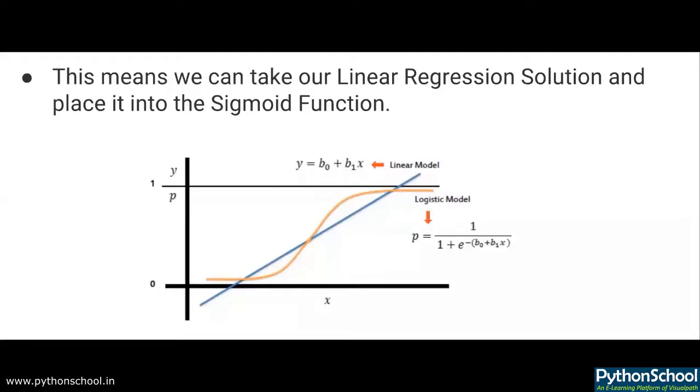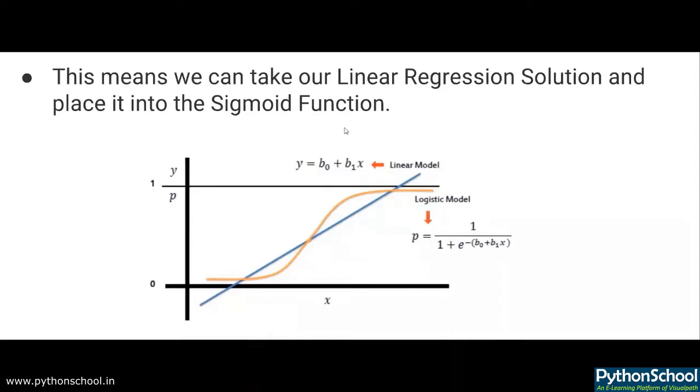And that is going to look something like this. Remember, the linear model is y is equal to beta 0, which we discussed as a constant, plus beta 1 times x. Here it is b0 plus b1 times x, which is the linear model. And we give the logistic model as p is equal to 1 over 1 plus e raised to the power of the negative of the linear model, which is minus of b0 plus b1 times x.